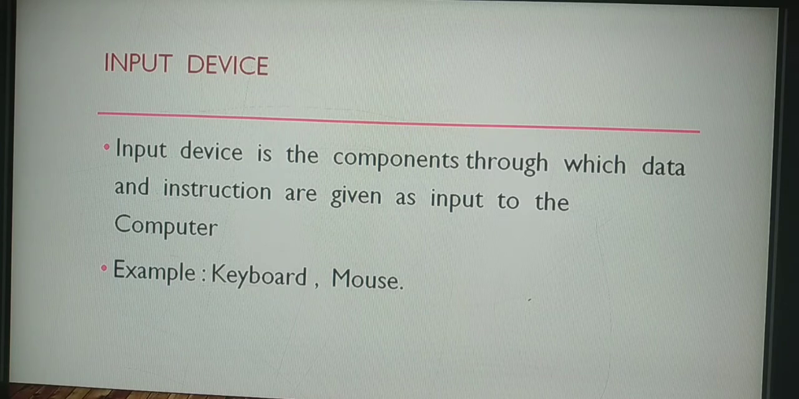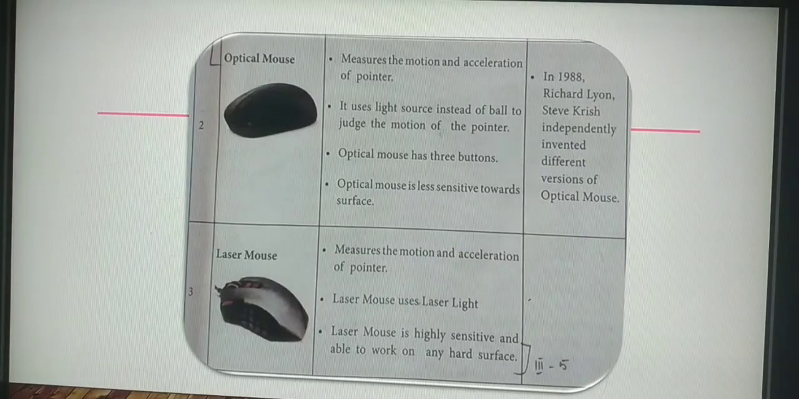Yes, next the fourth question is, name any three output devices. For this also you write any three output devices of your choice. Next we can have the next one. The fifth one, differentiate optical and laser mouse. Actually this is not in your book. You have to write it. Just a single line is given in your book, but here they have asked the question for 3 marks.